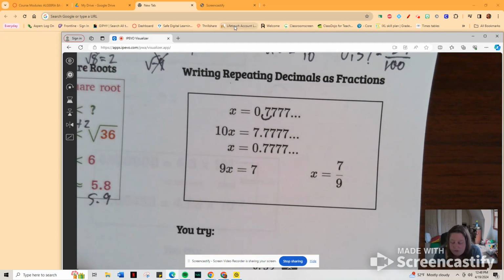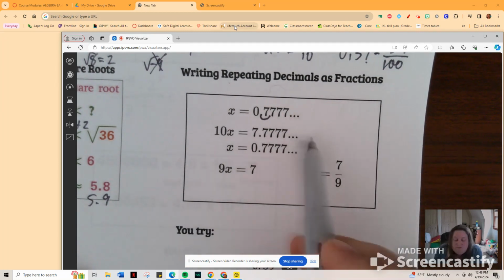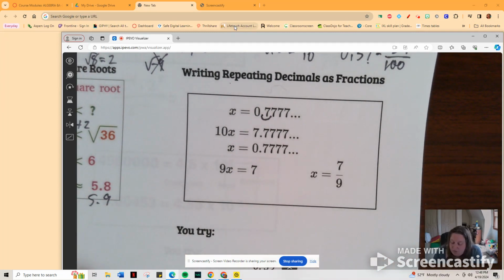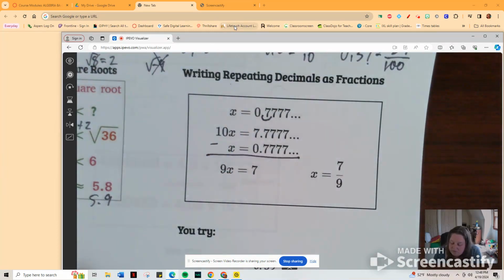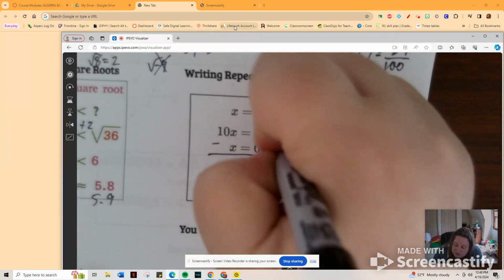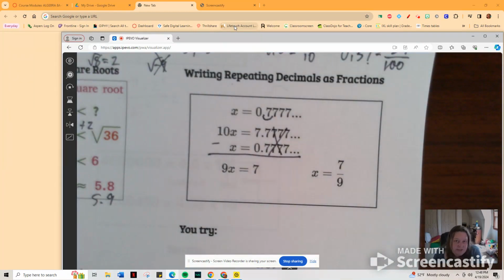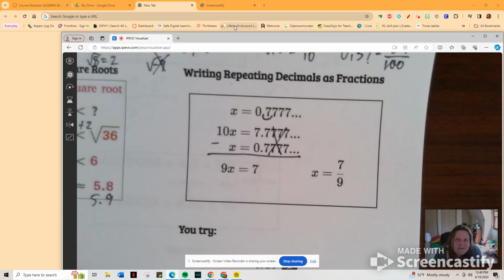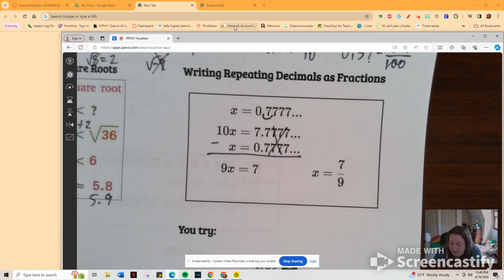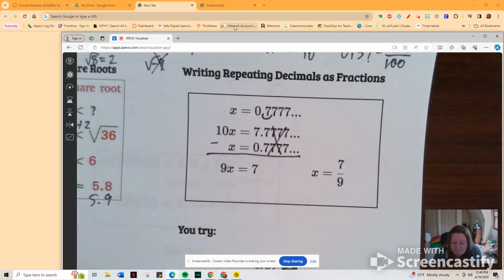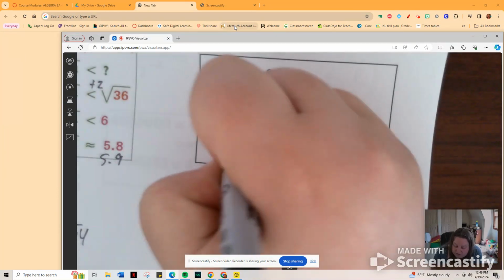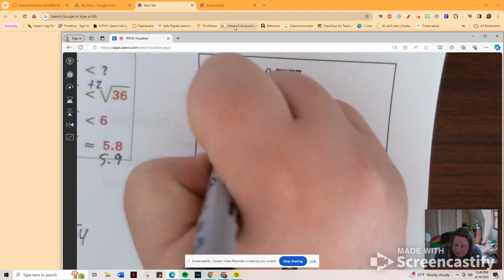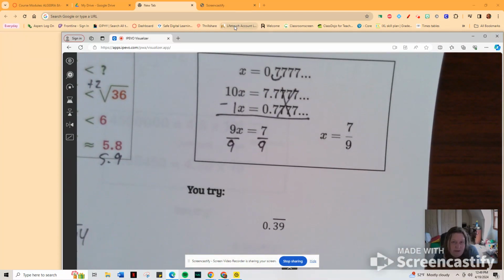So I'm getting closer, but I still have a decimal. I still have numbers after the decimal point, I should say. So to get rid of them, I'm going to subtract. So I'm going to subtract my original equation of x equals from my new one that I just multiplied. So this allows me to subtract. Even though these decimals are going on forever, they're the exact same decimal. So they would cancel out. So 7 minus 0 is 7. And then 10x, this is really like a 1x. So when I subtract those, I'm left with 9x. Now, solving equations tells me if I divide by 9 on both sides, I would get x equals 7/9.